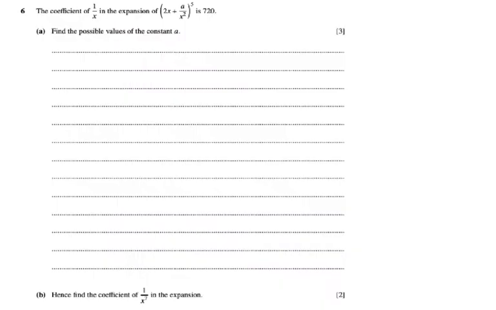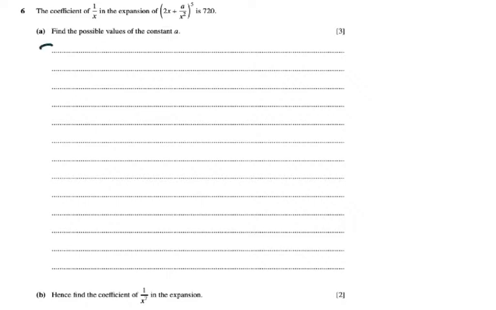The coefficient of 1 over x in the expansion of (2x plus a over x squared) to the power of 5 is 720. Find the possible values of the constant a. Every time I get a question like this, I will expand to a certain extent. You don't have to expand all of it, only until you can get the answer.